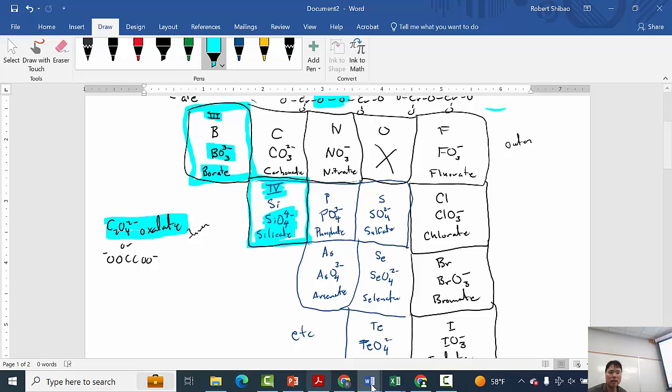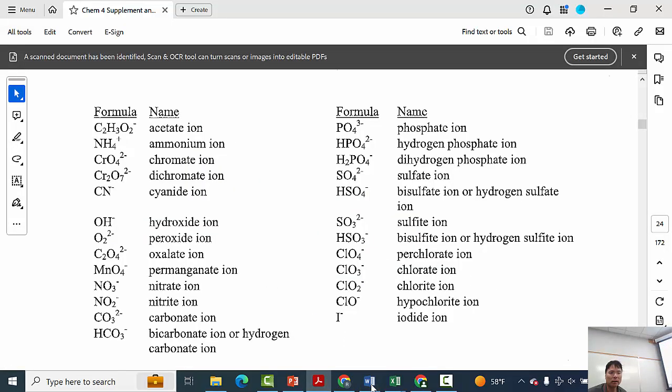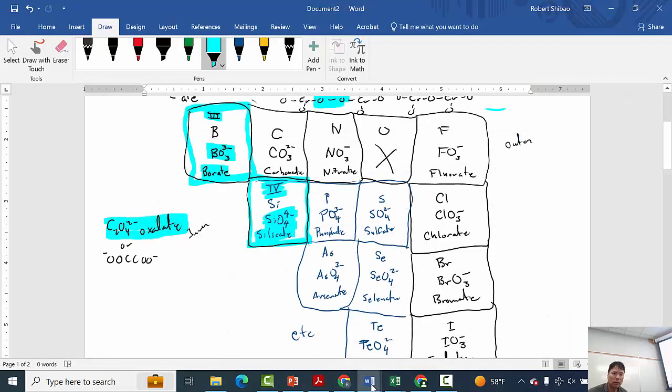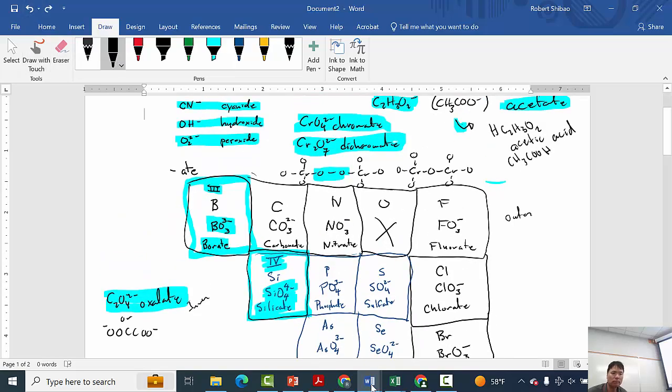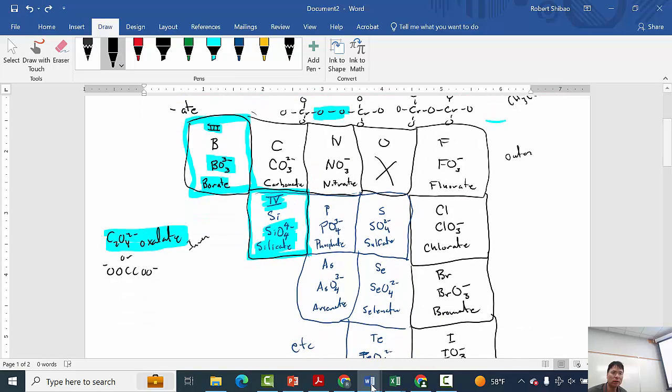All right, that's oxalic. And then we'll go down. Permanganate is the next one. Permanganate is MnO4. And the charge is tricky here. The charge is very tricky, but there's a way to remember the charge.